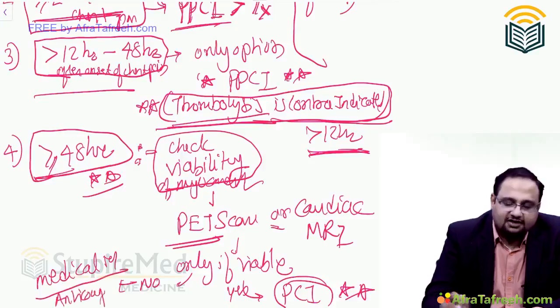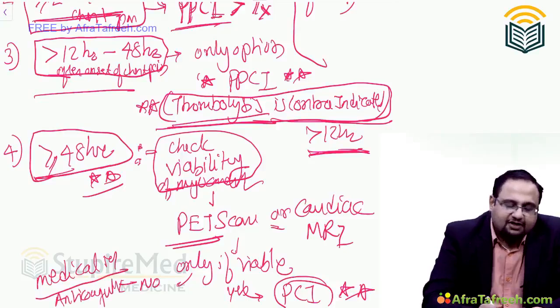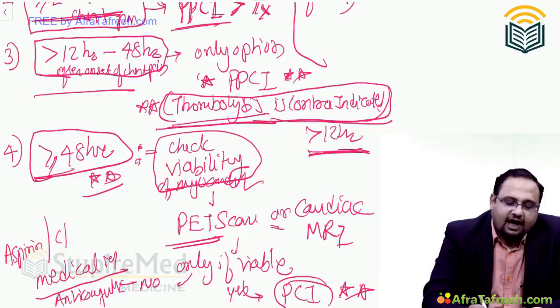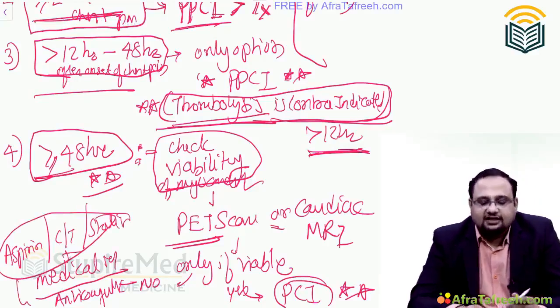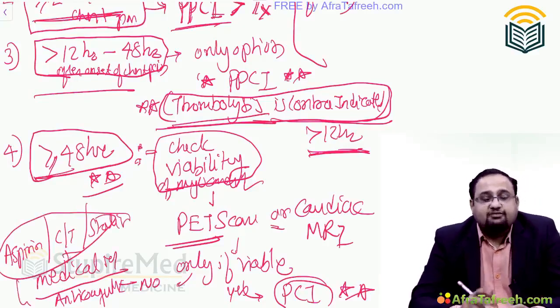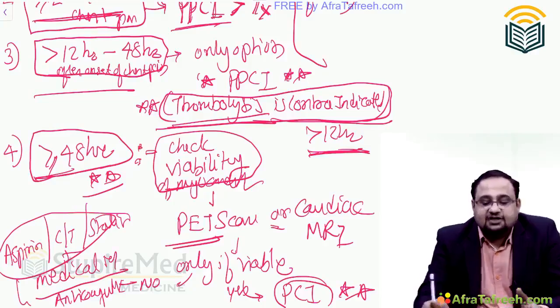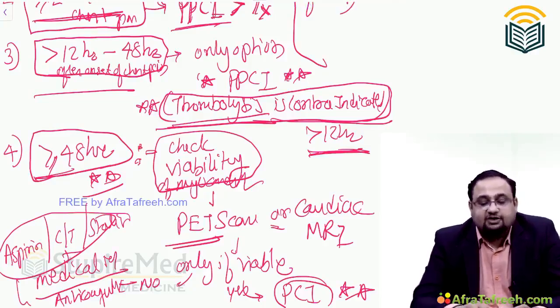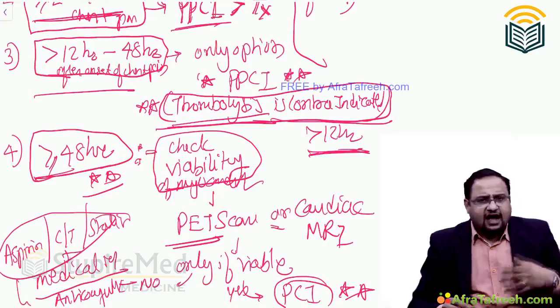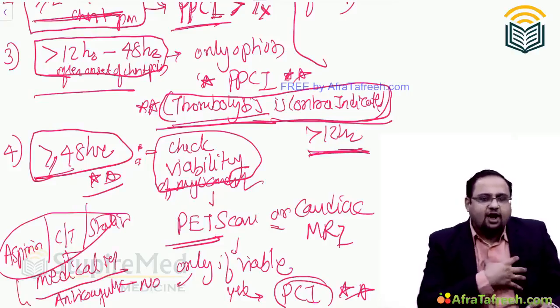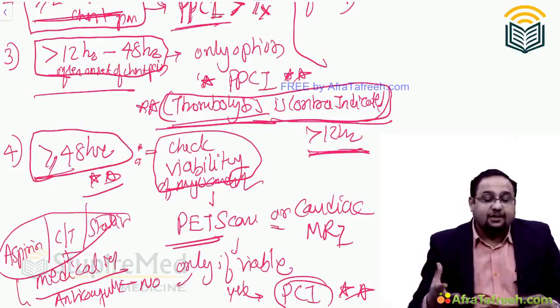Of course, the patient will receive aspirin, clopidogrel or ticagrelor, and statins, plus anticoagulation. This is a very, very important thing you should remember. I'll repeat again: if more than 48 hours have passed and the patient has come to you, then a viability study has to be done to see whether the myocardium is viable or not. How will I check this viability? Either you can perform cardiac MRI, or the best one among these is the PET scan.